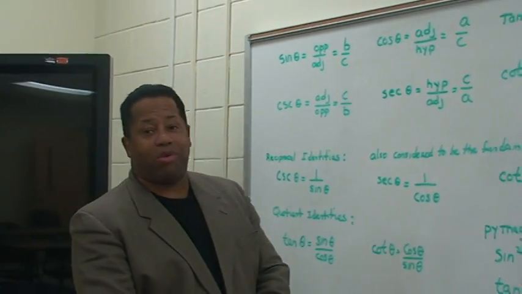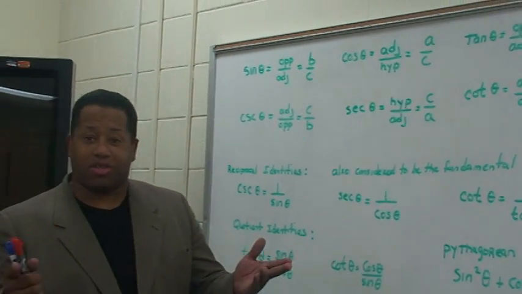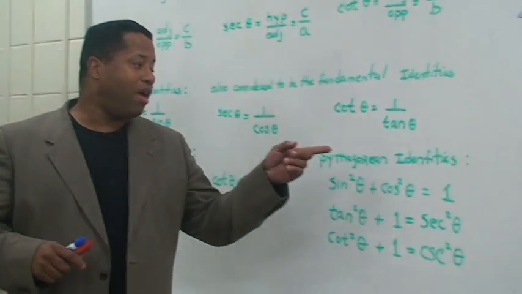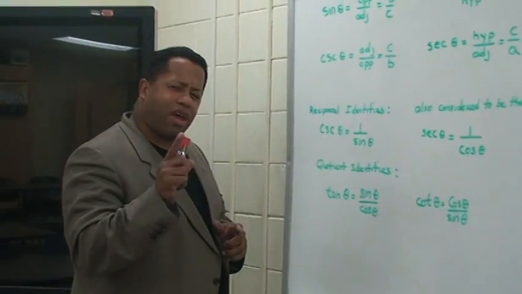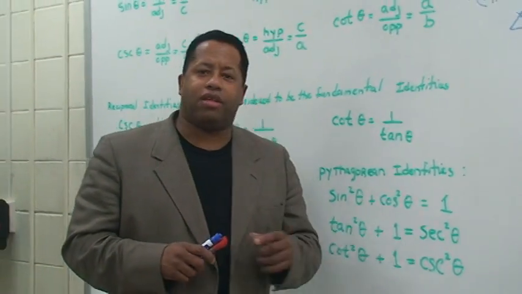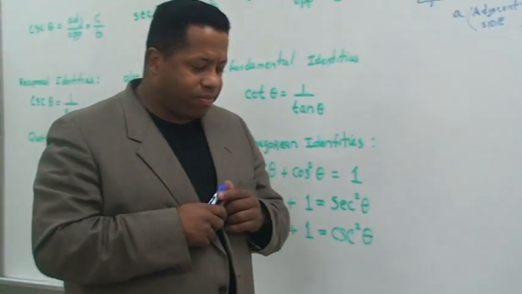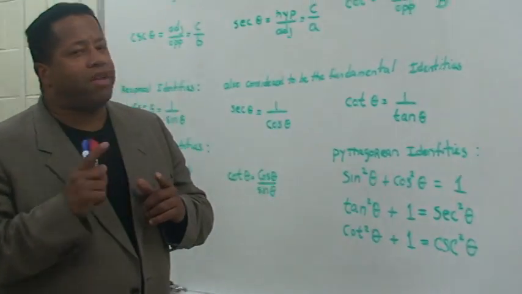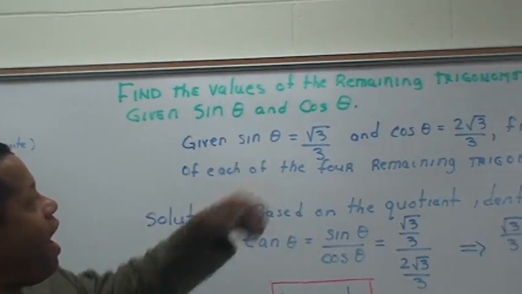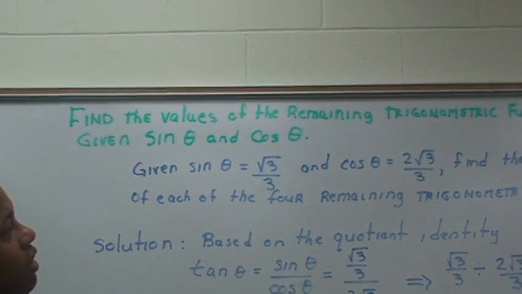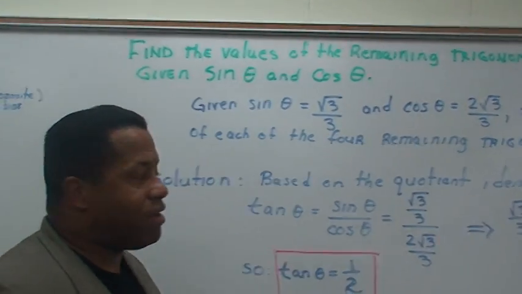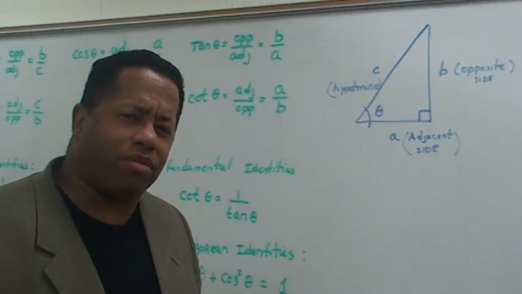Also here we're going to be considering something extra, which will be the quotient identities and also the Pythagorean identities. If we have time provided in this video, we will talk about the Pythagorean identities in their entirety, their derivation. However, today's objective is going to entail us finding the values of the remaining trigonometric functions given sine and cosine theta.